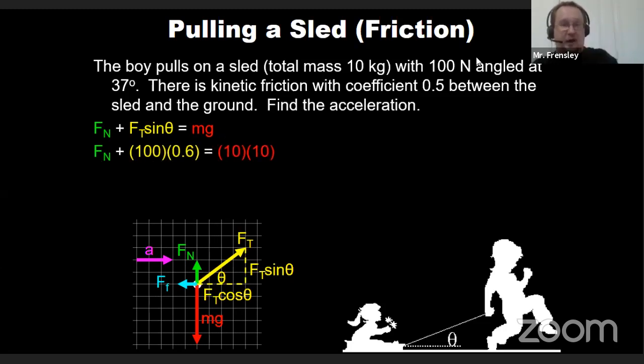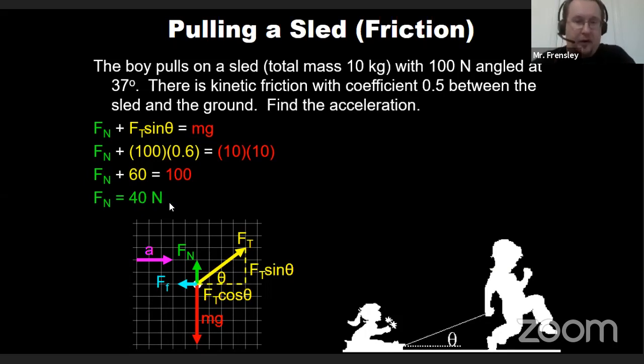The tension was 100. The kid pulls with 100. The sine theta is 0.6. That's the sine of 37, by the way. It's from a 3, 4, 5 triangle, right? mg is 100. Okay, all good. So I've got my normal plus 60 equals 100. So subtract over, and normal is just good old 40 newtons. Okay, all good, all delicious, right?